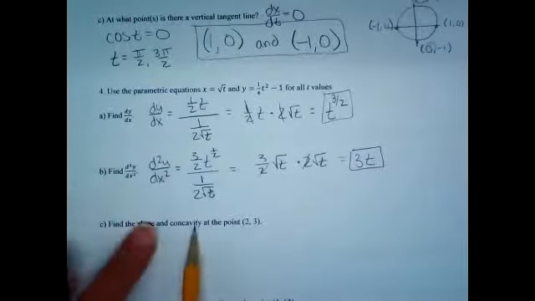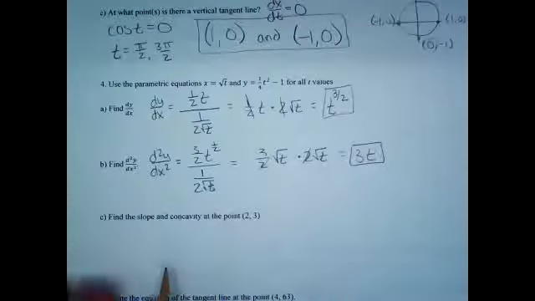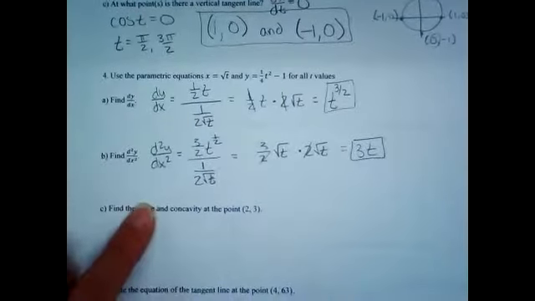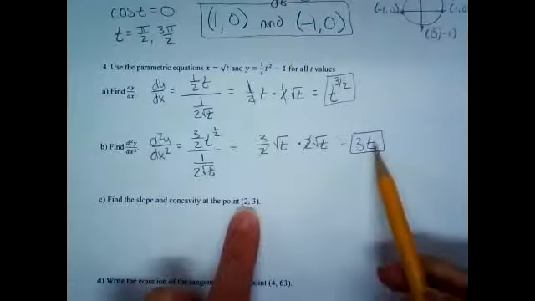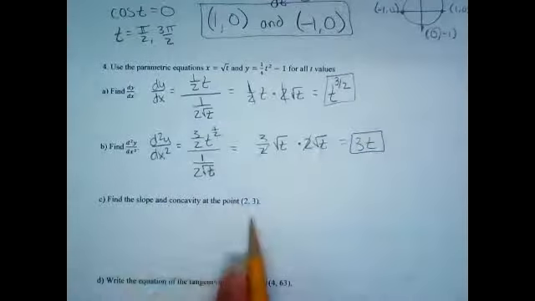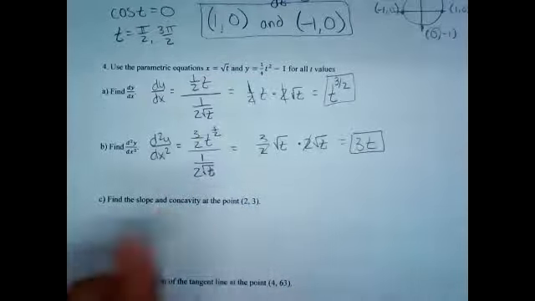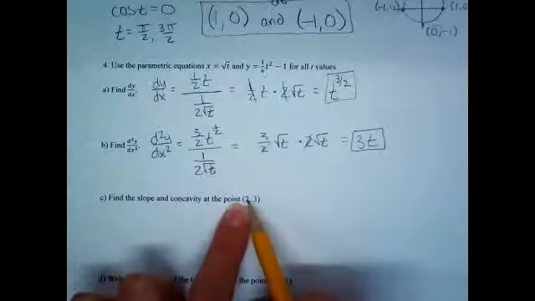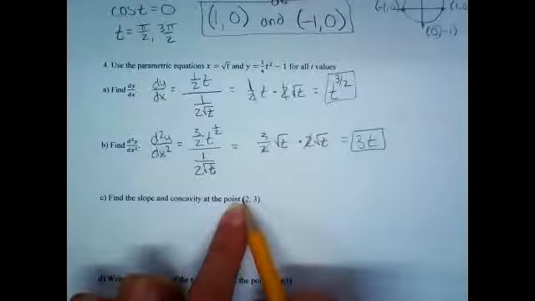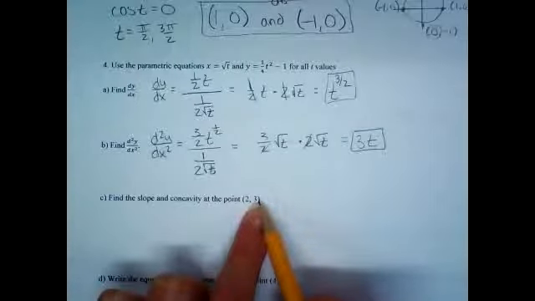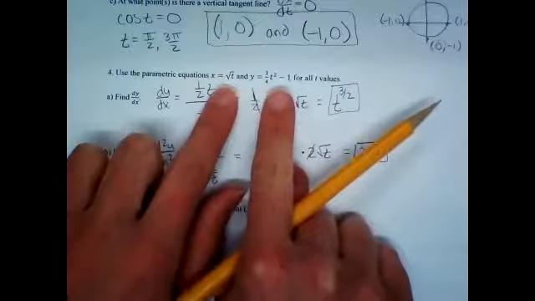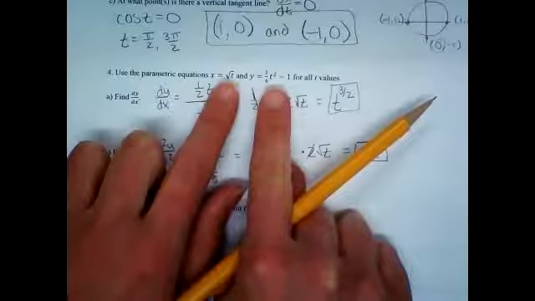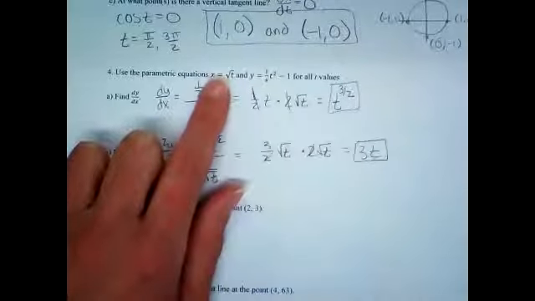Find the slope and concavity at the point (2, 3). Slope, that's the first derivative. Concavity, that's the second derivative. Here's the thing. You have to plug in t and you're not given t. There are two ways you can do this. You can either set x equal to 2 and solve it, or you can set y equal to 3 and solve it. You want to pick whichever one is easier. So which one looks easier to you? Yeah, I would do x.